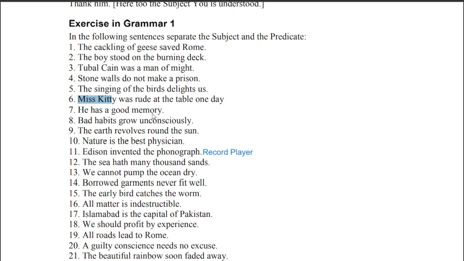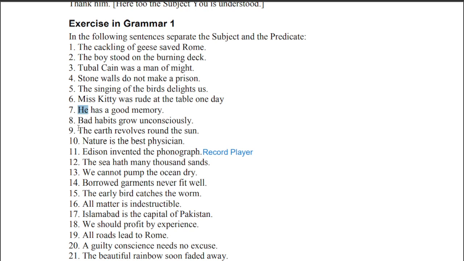He has a good memory. The speaker has again named a person, he, so it is the subject. And then he said something about the subject. What he said is being indicated by "has a good memory." So, has a good memory is the predicate, he is the subject.